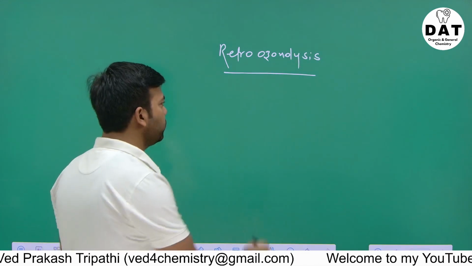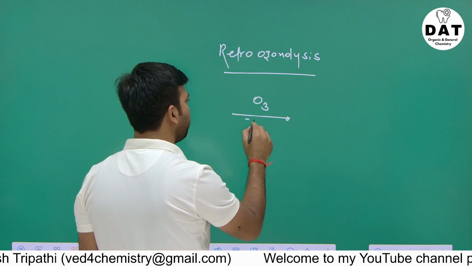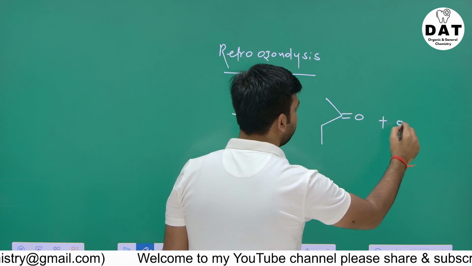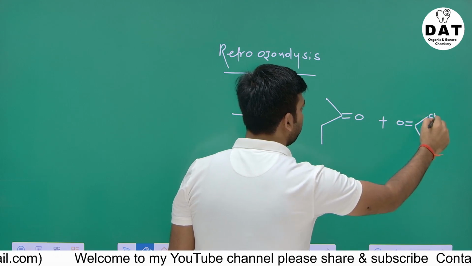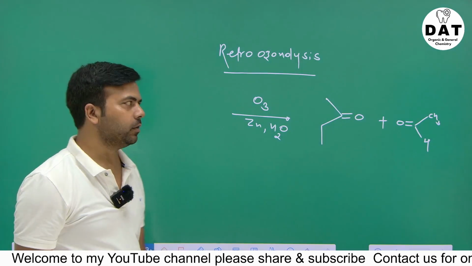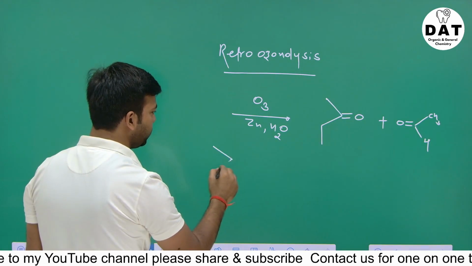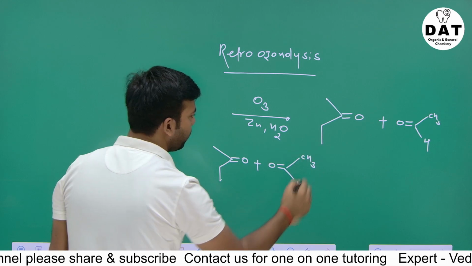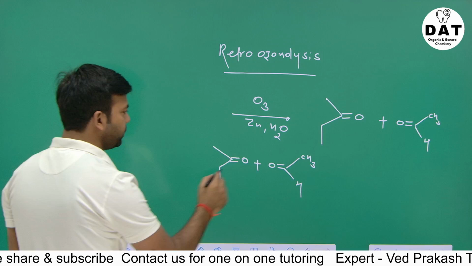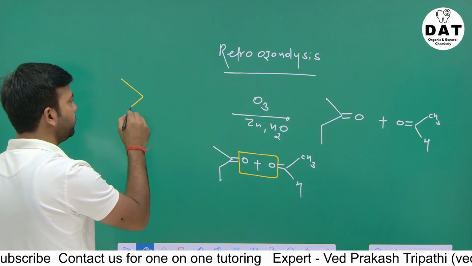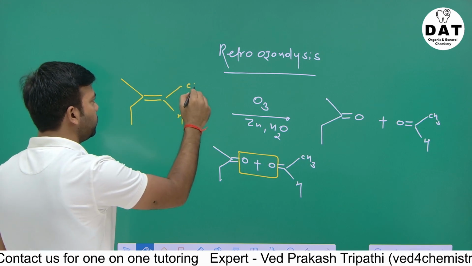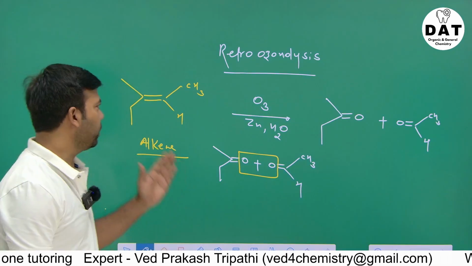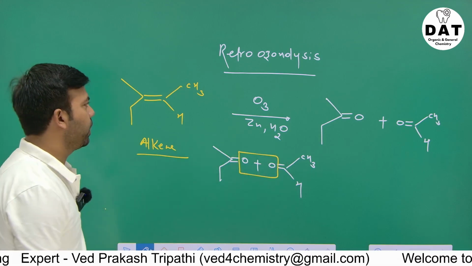What is retroozonolysis? Suppose we have a product like this. So the simple thing is that you have to copy the same product one like this, and remove the oxygen and attach both. So this is the alkene. Clear? And if you want to cross check your answer, you can break the double bond and attach oxygen on both sides. You will get the same product. Clear? So it's very simple.